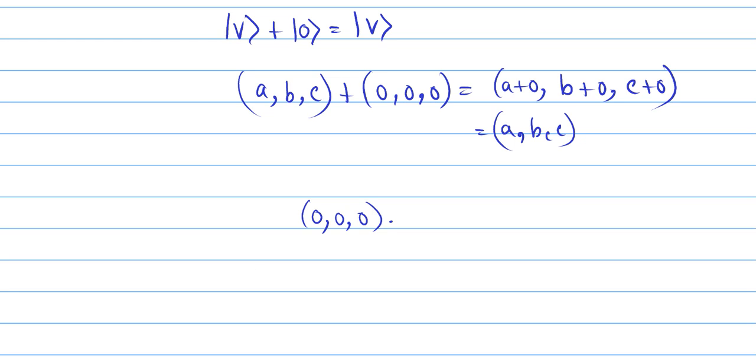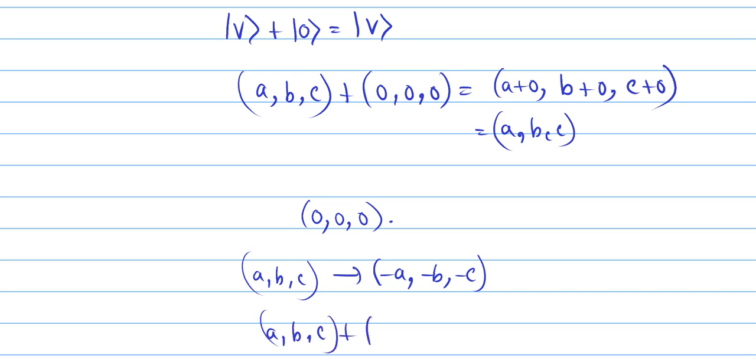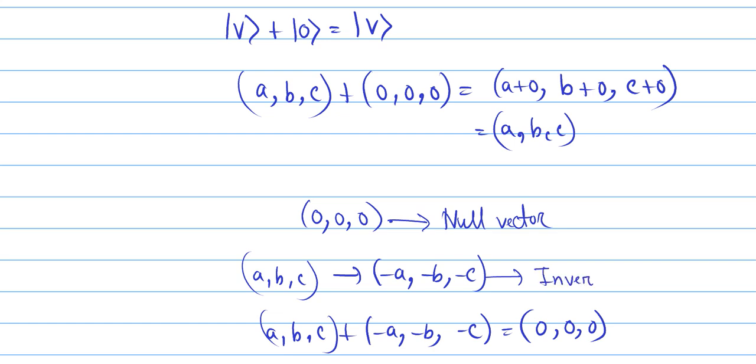And the inverse vector of A, B, C will be minus A, minus B and minus C, as A, B, C plus minus A, minus B, minus C is 0, 0 and 0. So from the axiom itself we can say in this vector space this is our null vector and this is our inverse vector of A, B, C.